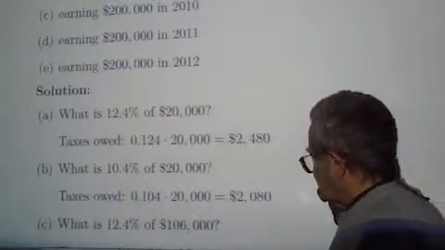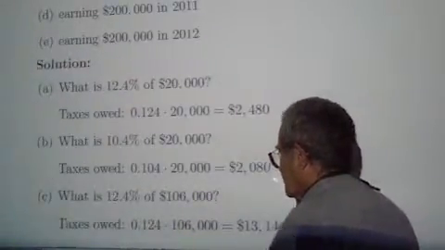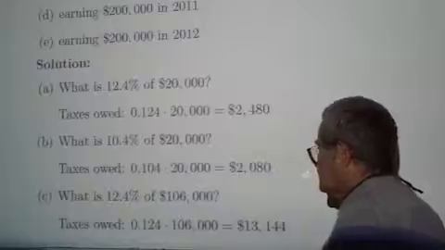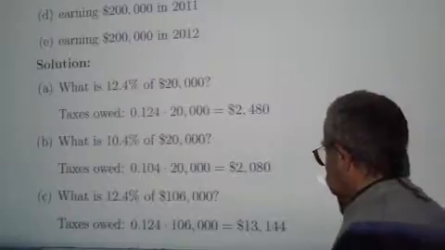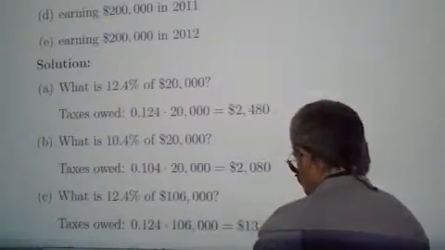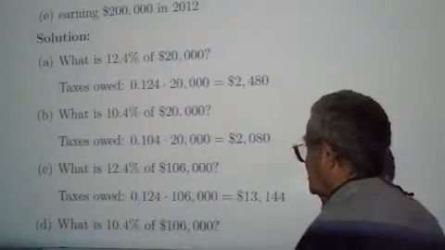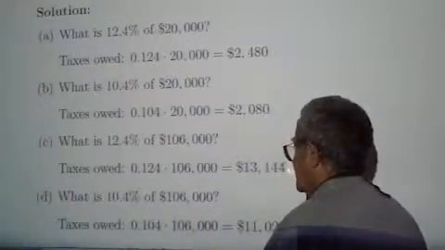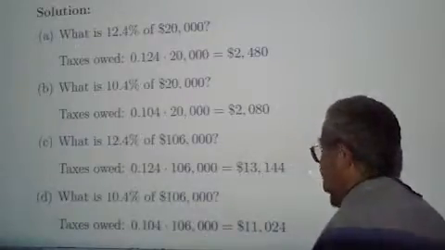What is 12.4% of 106,000? That was the limit. Well, 0.124 times 106,000, I came out with $13,144. Is that approximately right? About 1/10 of this is 10,000. So a little bit more than 10,000. That's probably right. It's a ballpark figure. How about 10.4% of 106,000? I came out with 0.104 times 106,000 or $11,024.